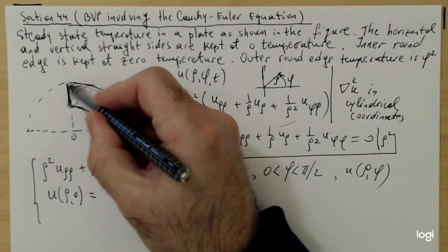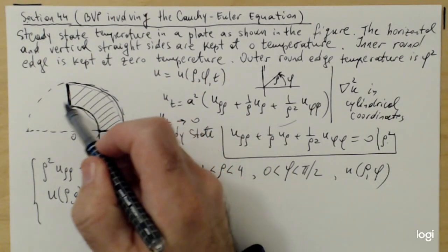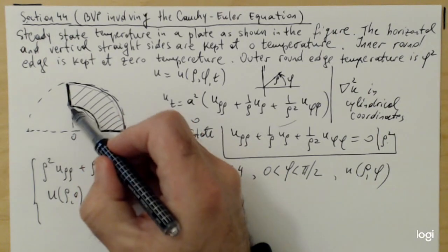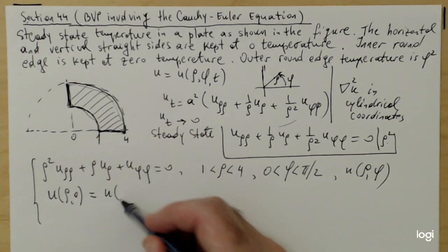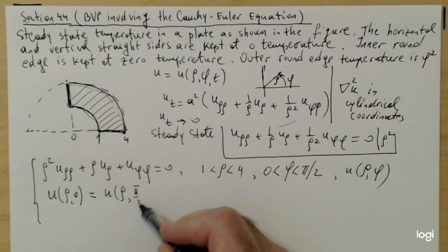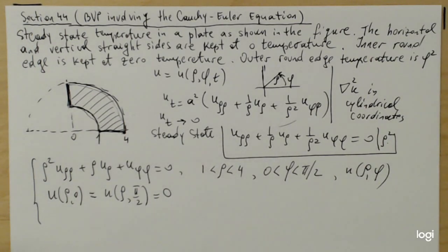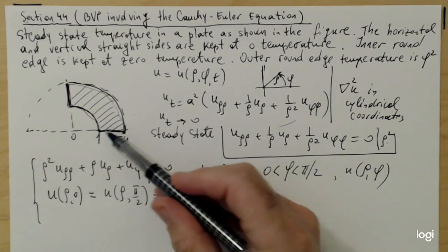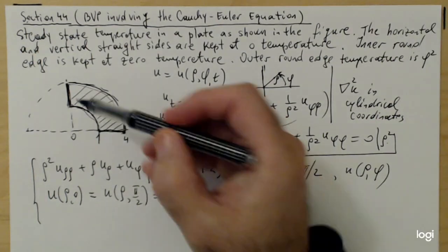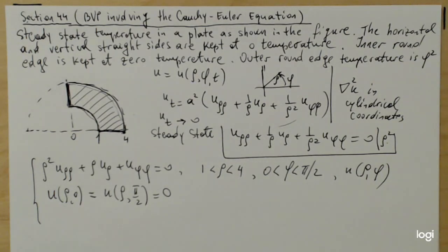And the same thing for this edge. This edge corresponds to the angle pi over 2, radius between 1 and 4. So u of rho pi over 2 is also 0. So these are homogeneous boundary conditions of Dirichlet type. That means you have prescribed 0 temperature at that edge on the boundary. So again, rho varies. Phi equals 0 describes this edge. Phi equals pi over 2 describes this edge.